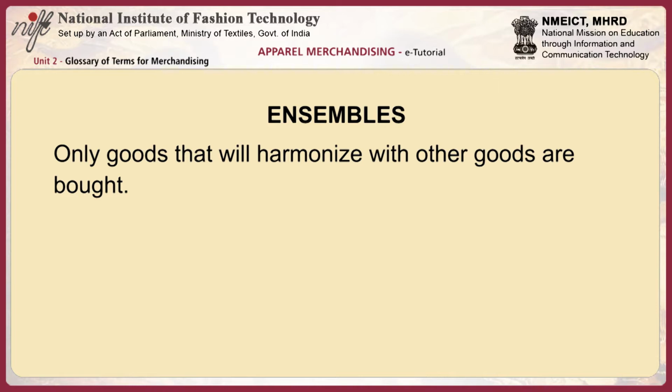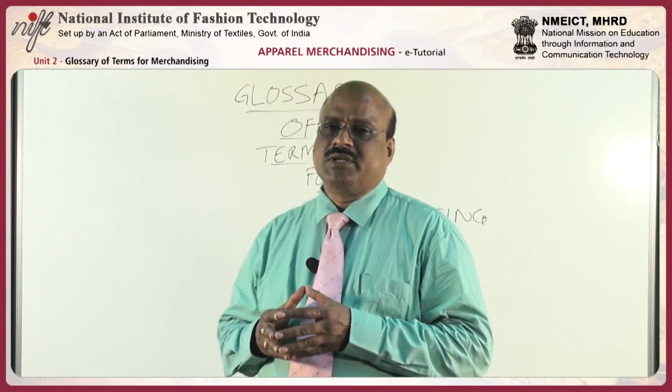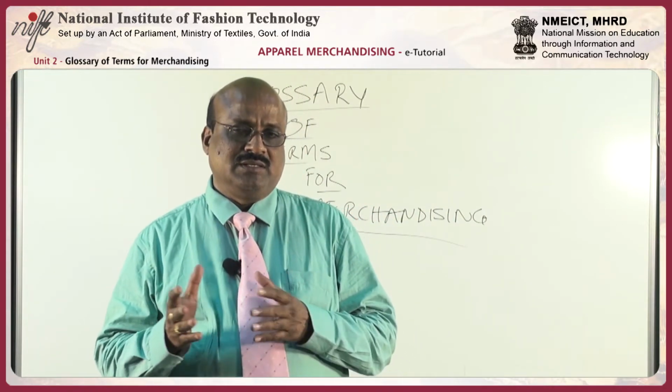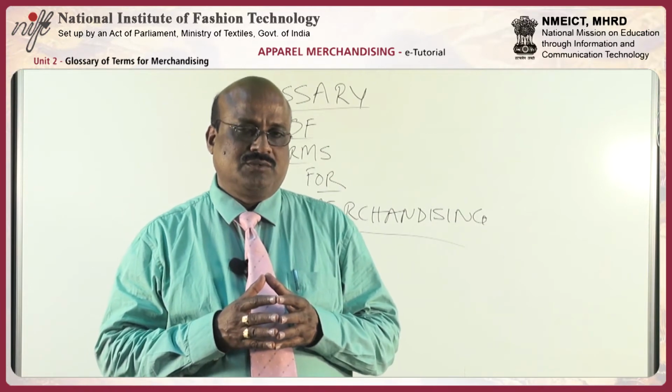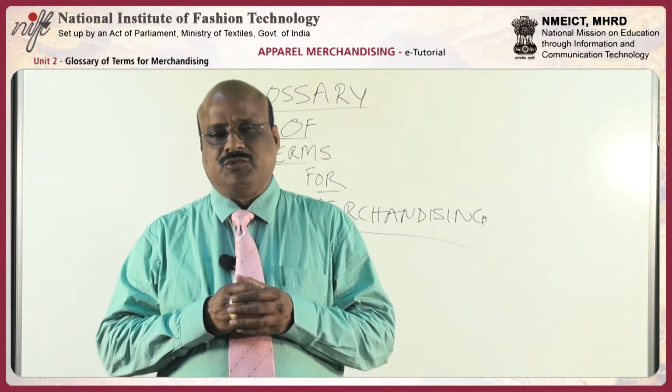Ensembles are the only goods that will harmonize with other goods that are bought. So ensembles are again a group of products that will harmonize with the other goods. Ensembles are basically a kind of collection of goods.